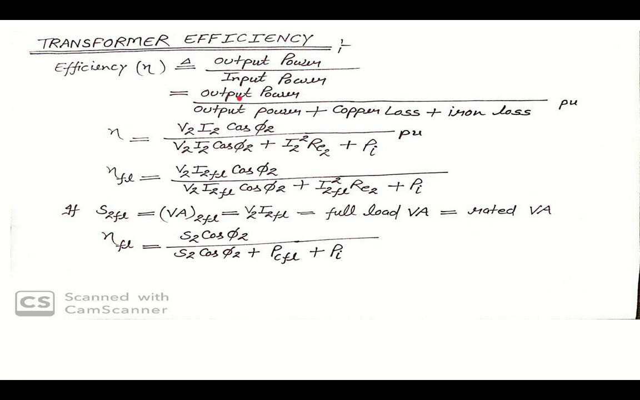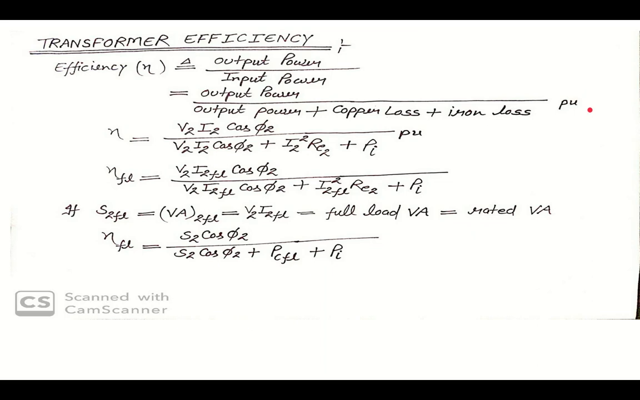First of all, the definition of efficiency: the ratio of the output power to the input power in a transformer is known as transformer efficiency. Transformer efficiency is represented by eta. So we have a formula: eta is equal to output power upon input power, which means output power plus copper loss plus iron loss, and this is in per unit.